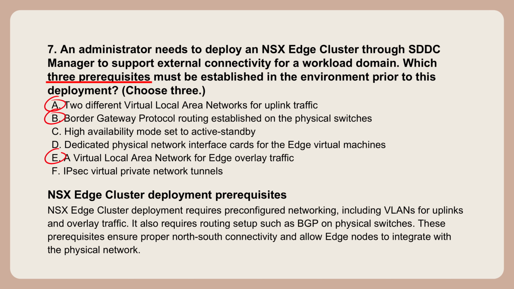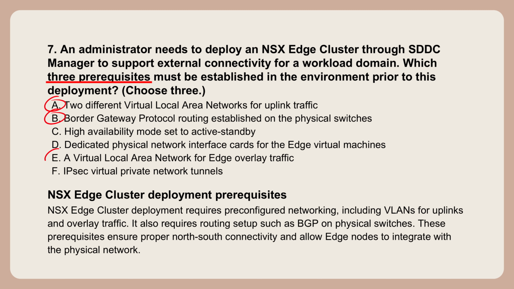And the third one? Finally, option E is correct. You need a VLAN for edge overlay traffic. This is specifically to carry the Geneve tunnel traffic between the edge nodes and the host hypervisors. Wait, hold on. Let me stop you right there. Geneve tunnel traffic. For the listener who hasn't configured an overlay in a while, what exactly is happening inside that tunnel? That's a great question.